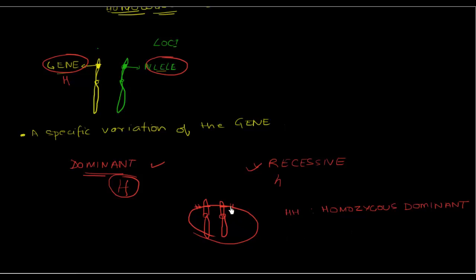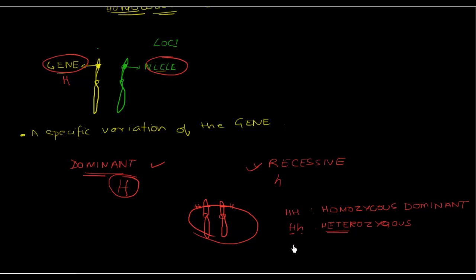Instead of this, let's say we have H and small h. In that case the condition is no longer homozygous, it's no longer the same for both the homologous chromosomes. On one chromosome we have a dominant one, on the other we have a recessive one. In that case, this condition is represented as heterozygous condition. Here you need not write dominant or recessive, because just the word heterozygous by itself explains the presence of one dominant and one recessive.